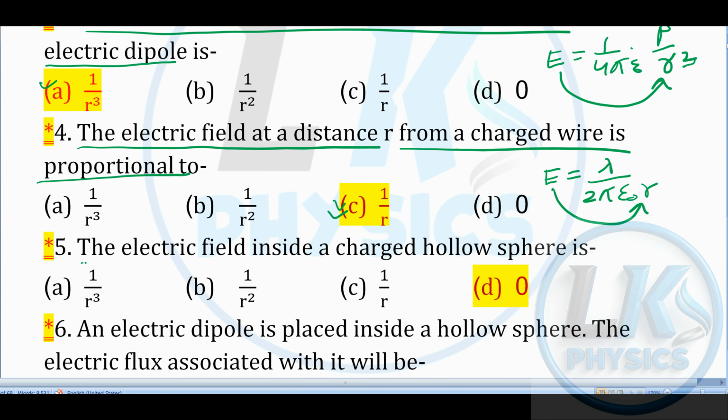Next point is the electric field inside a charged hollow sphere. The electric field inside a charged conductor or hollow sphere is always 0. So it is 0.